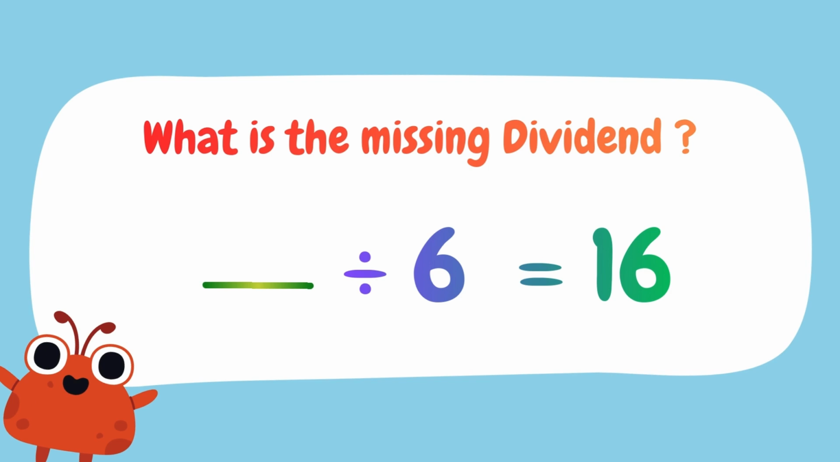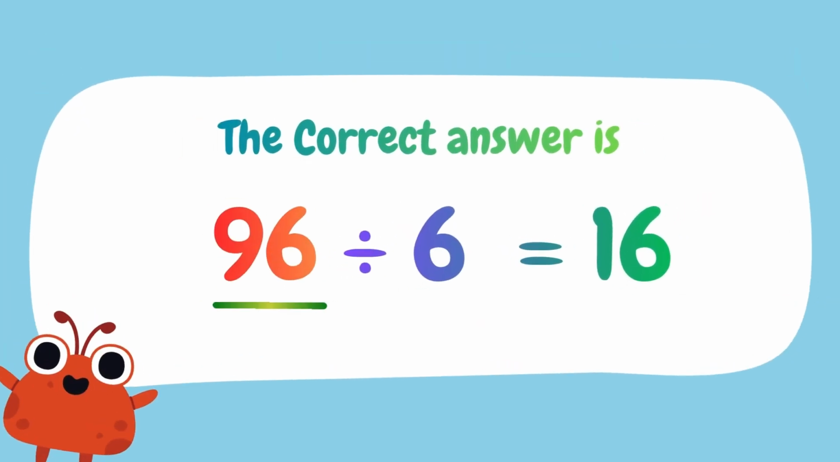What is the missing dividend? The missing number is 96. 96 divided by 6 equals 16.